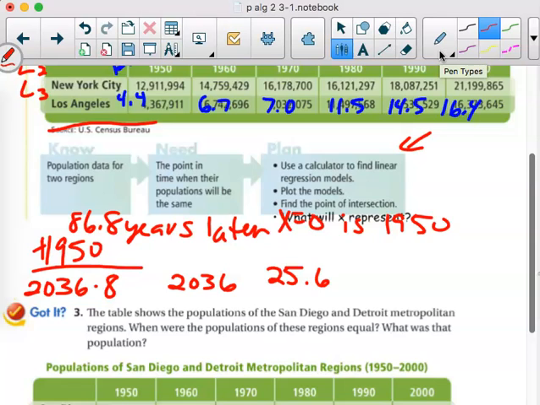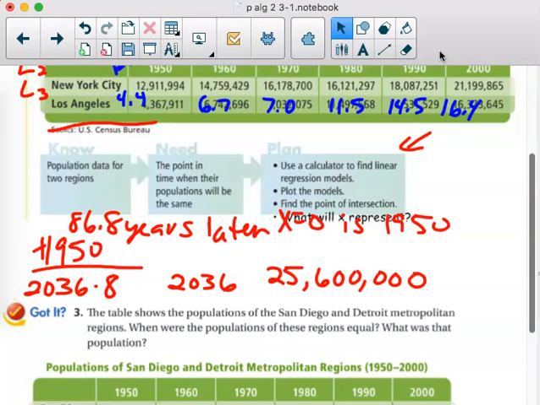But I want to change this back. Remember, I had to round that to hundred thousands. So I'm going to make this a comma and put my zeros back in for the population so that we could just show somebody immediately what that would be. So the populations will be the same sometime late in 2036, 2037, because remember, this is just a prediction. And it will be at approximately 25,600,000 people.